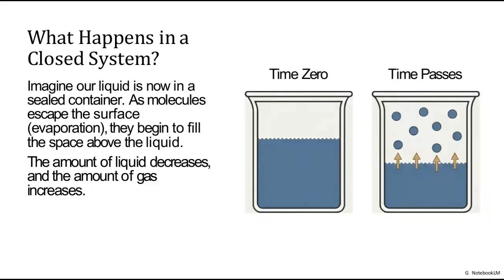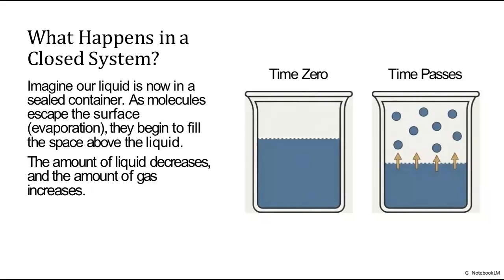Okay, so let's look at a closed system first. In a closed system, we have a liquid. We don't have it open to the environment, so that liquid is coexisting with a gas. As time passes, some of those liquid particles are going to start evaporating and going into the gas phase. So the amount of liquid decreases with time, and the amount of gas increases with time, as the diagram is showing you in here.